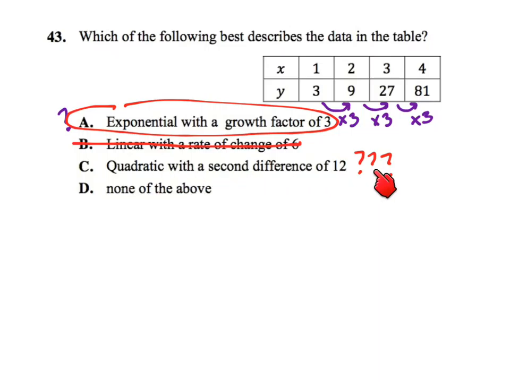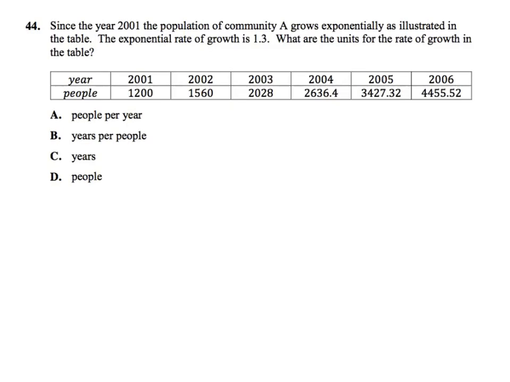You'll learn what this is, probably in Algebra 2. And so clearly it's not D because it was A. You could possibly practice this with CC2 to compare linear functions with exponential functions, especially when they come from a table. 44. Since the year 2001, the population of a community A grows exponentially as illustrated in this table.